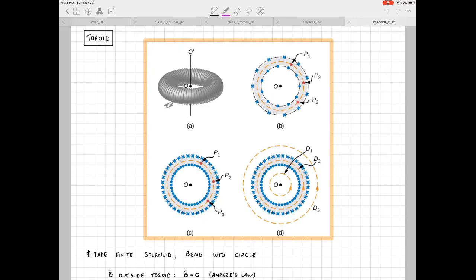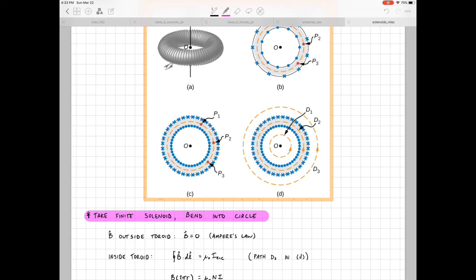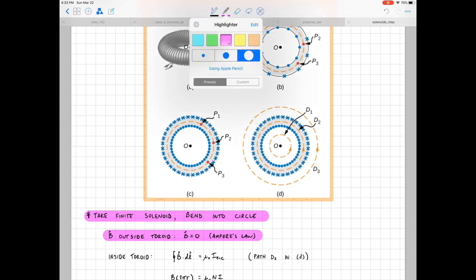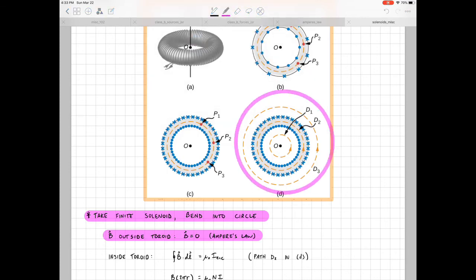All right, so following up the solenoid, what about a toroid? Well, a toroid is if you took the solenoid and you took the ends and you bent the solenoid into a circle and connected the ends. All right, so this is the idea of a toroid. And if we use Ampere's law outside of the toroid, so in this figure D, if you draw your Amperian loop inside the hole, or outside, then the current enclosed is 0.